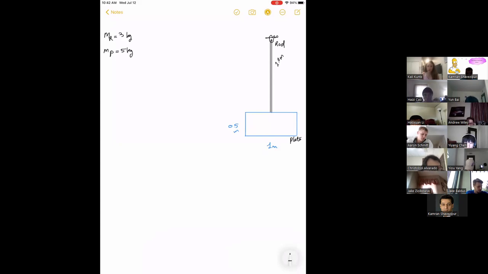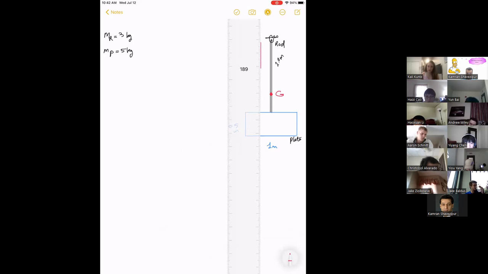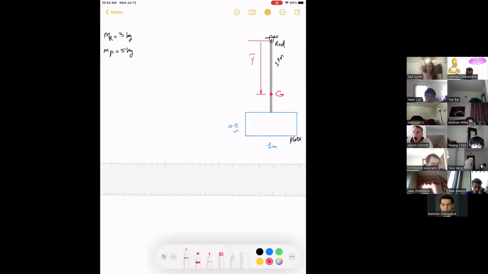The G for the entire system is going to be somewhere like here. I don't know where, but somewhere in the middle, right? This is G. I want to find this Y bar, the distance of G from that top point, and also the moment of inertia of the system. But then, now, first for Y bar.